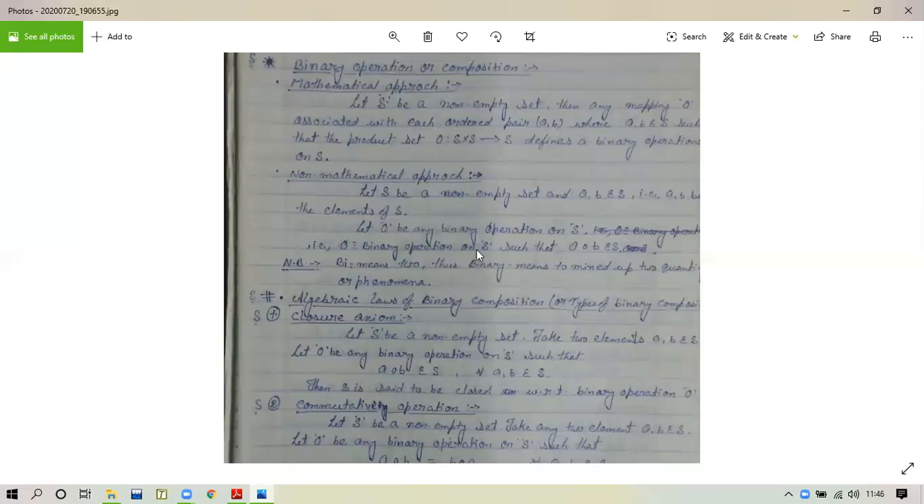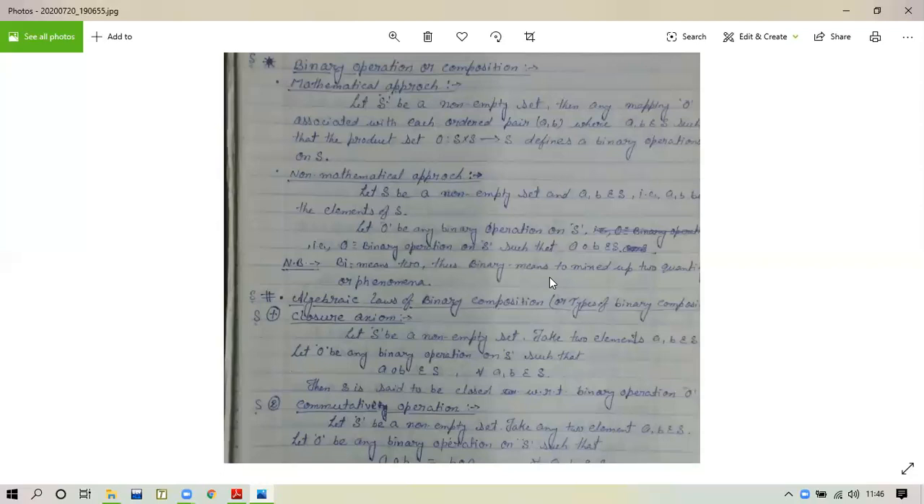There are some properties, or we can say laws, of binary operation. That means we can say types of binary composition. The first one is the closure axiom. In the closure axiom, let S be a non-empty set. Take any two elements A, B belonging to S, and let O be a binary operation on S such that A O B belongs to S for all A, B belonging to S. Then S is said to be closed with respect to the binary operation O. This is by default defined in the axiom.